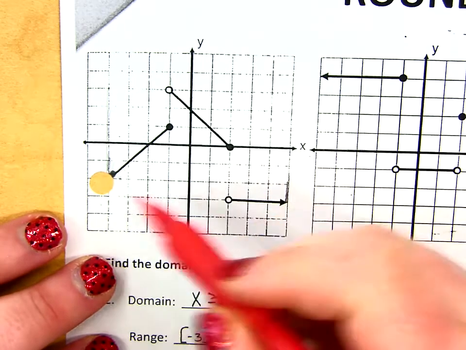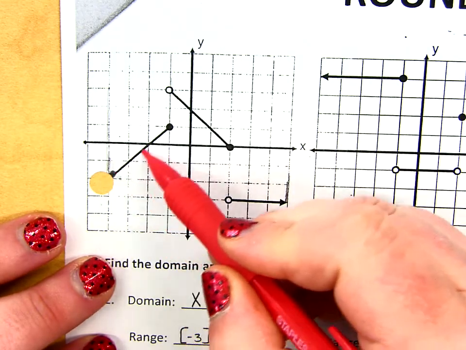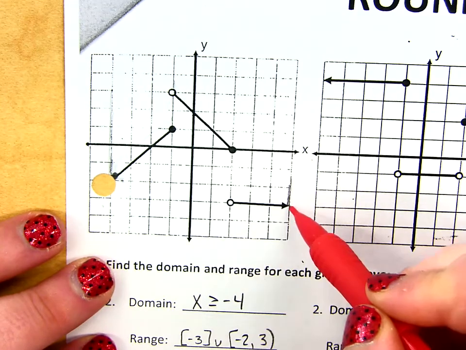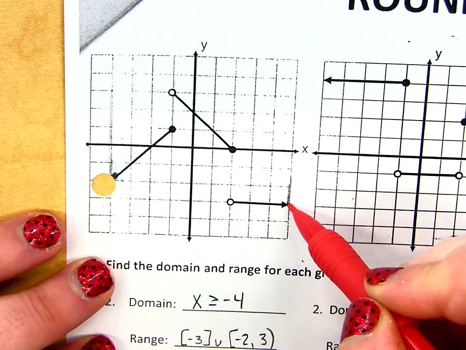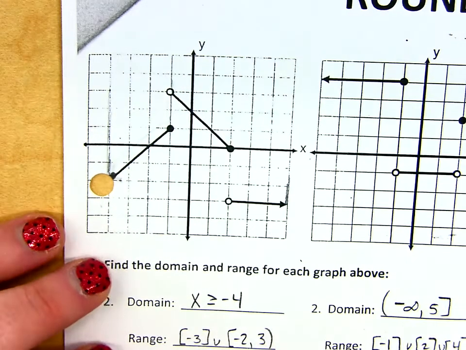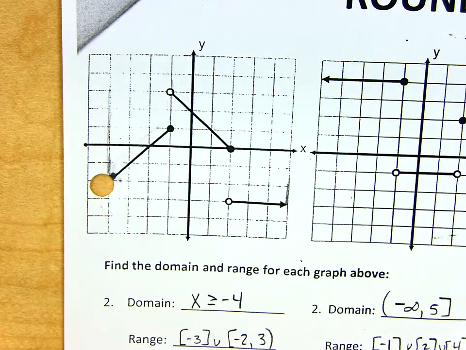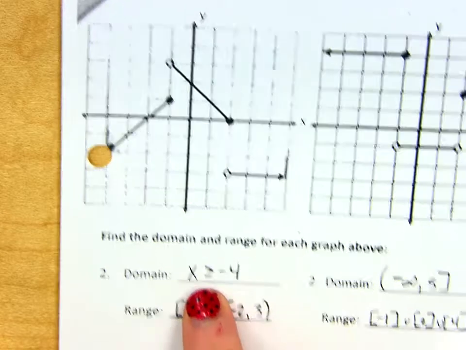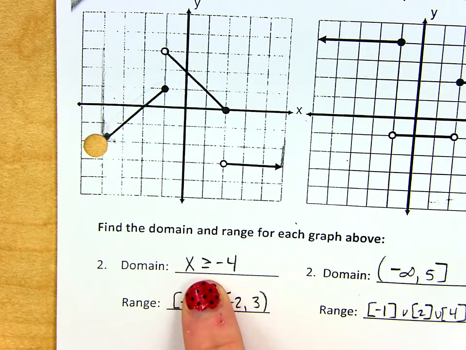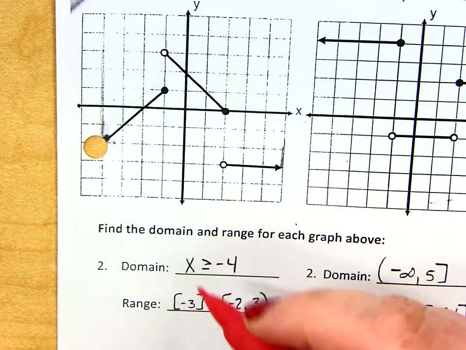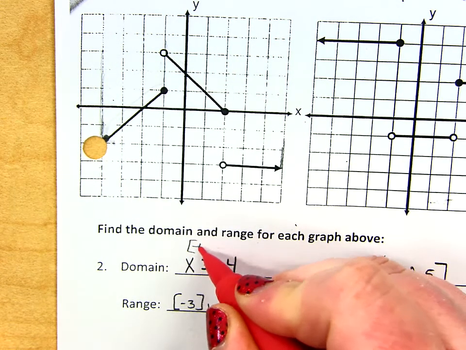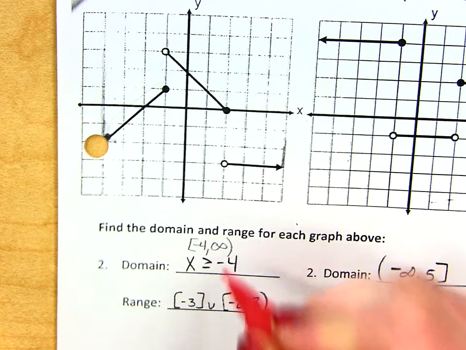Anyway, so his domain starts at -4 and then goes off to infinity. So this graph covers X values from -4 off to positive infinity. So I just want anything greater than or equal to -4. In interval notation, you'd have -4 off to positive infinity.